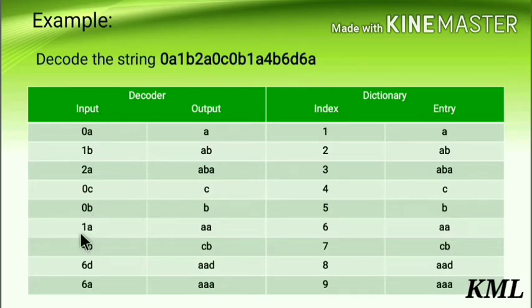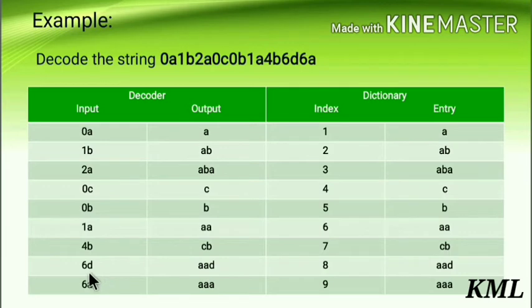Next you have 1a, now find the letter corresponding to index 1, you have A, so replace this 1 with A, you get AA, increment the index and write this AA in the entry. Next you have 4b. Now find the letter corresponding to 4. We have C for 4. So replace this 4 with C. You get CB. Increment the index and write this CB in the entry.